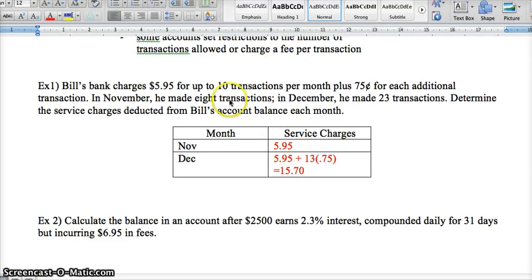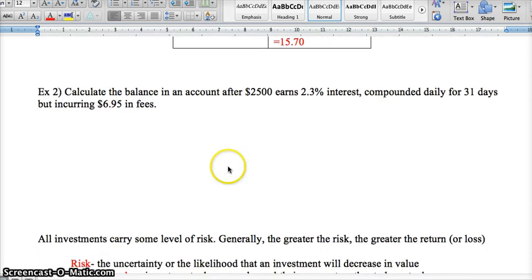Okay, so as we can see, because November he only had 8 transactions, he only had to pay the $5.95. But in December, he had that $5.95 for his first 10, and then he had an extra 13 transactions to get up to a total of 23 that had to be times 0.75 to come to a total of $15.70.